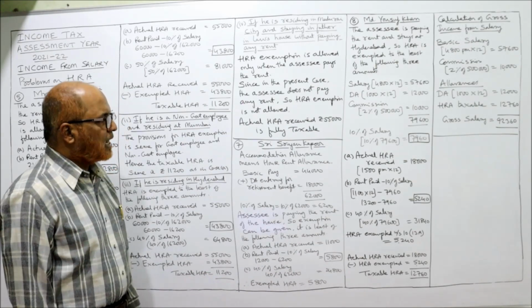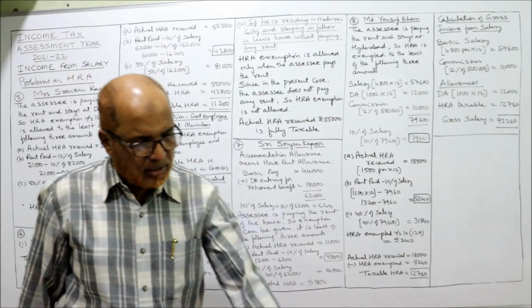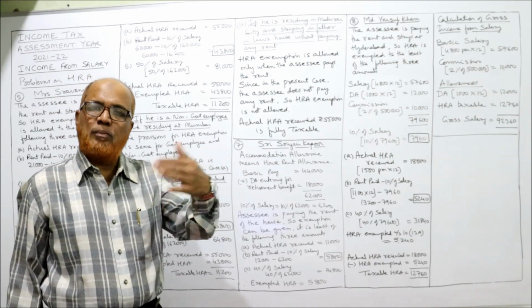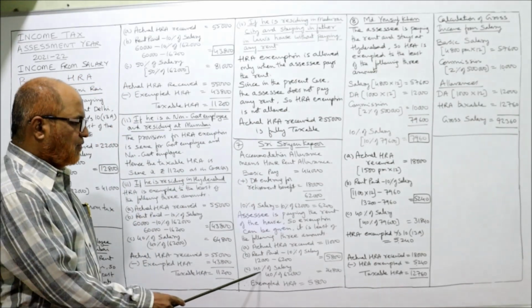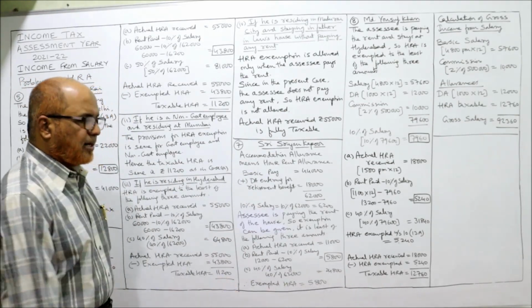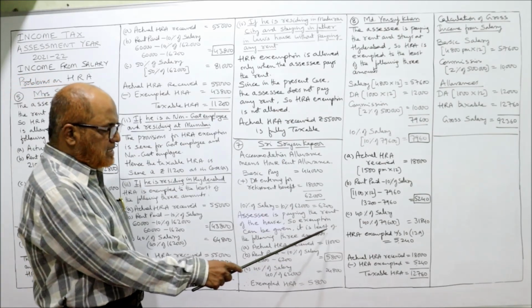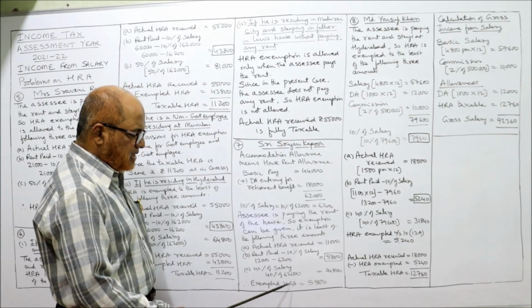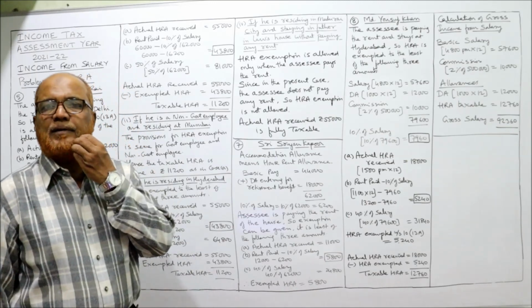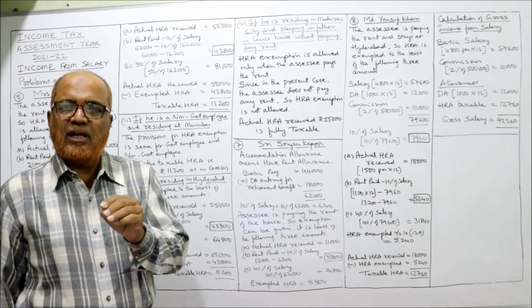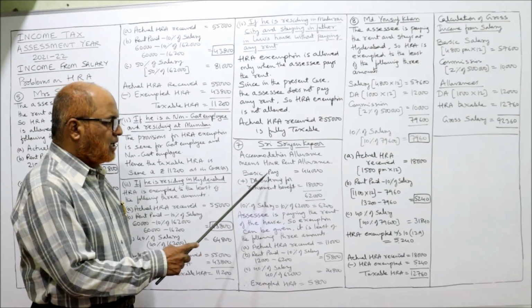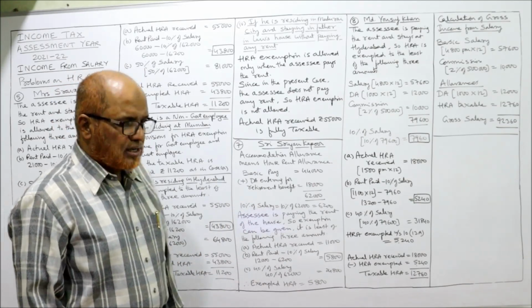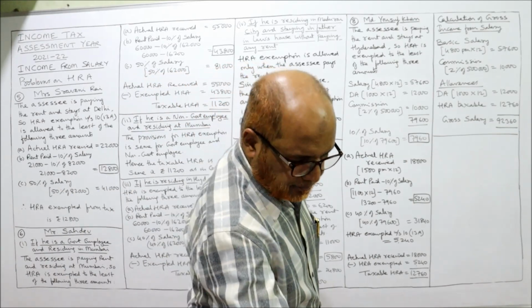Third, 40% of salary because it is another town. It is not given as metro. It is given Jamshedpur, and Jamshedpur means other town. 40% of 62,000 is 24,800. Now take the least among these three. 5,800 is the least, so exempted HRA is 5,800. So here the new point is DA is included in retirement benefit. That's it. So the seventh problem is completed.